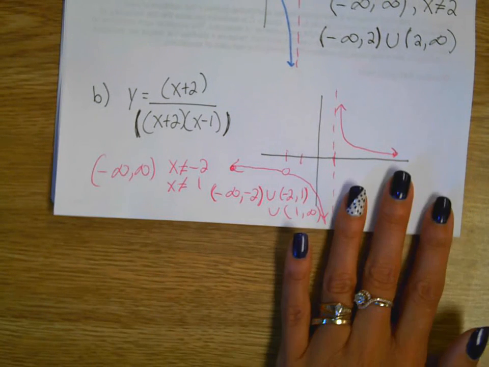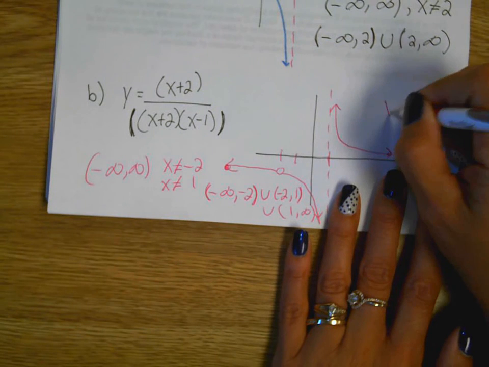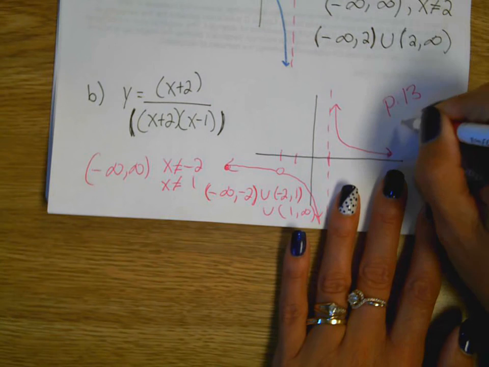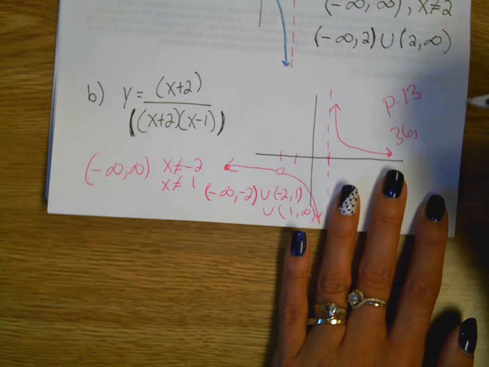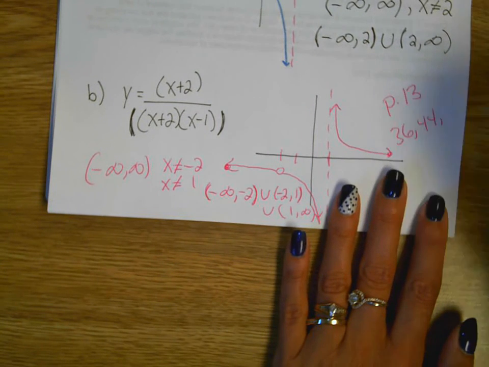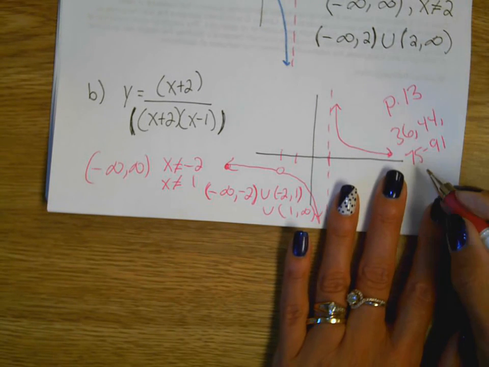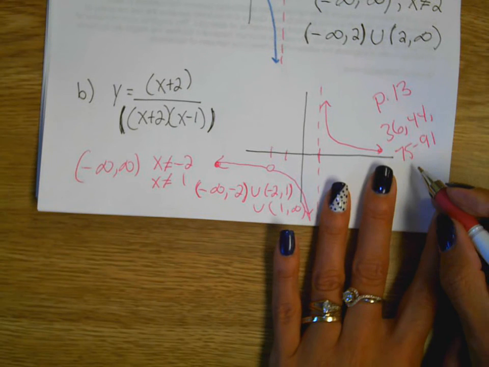All right, we got there. Assignment, page 13, 36, 44, there's a couple review problems, and then 75 to 91. All that is domain, range, tell me if it's a function. It's pretty quick and easy.